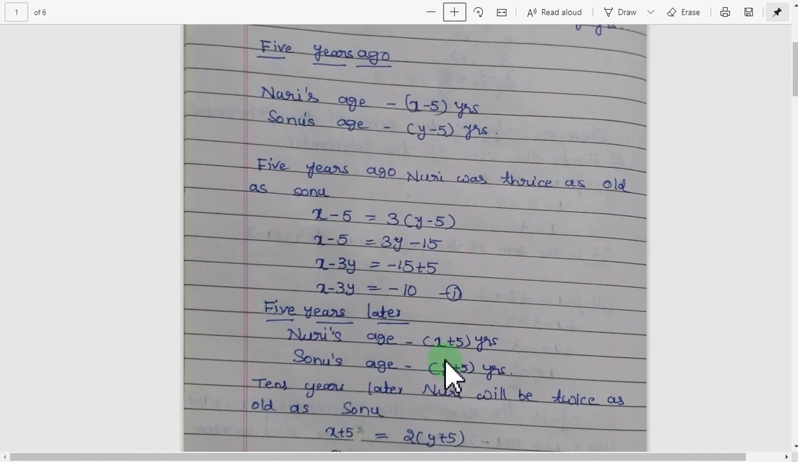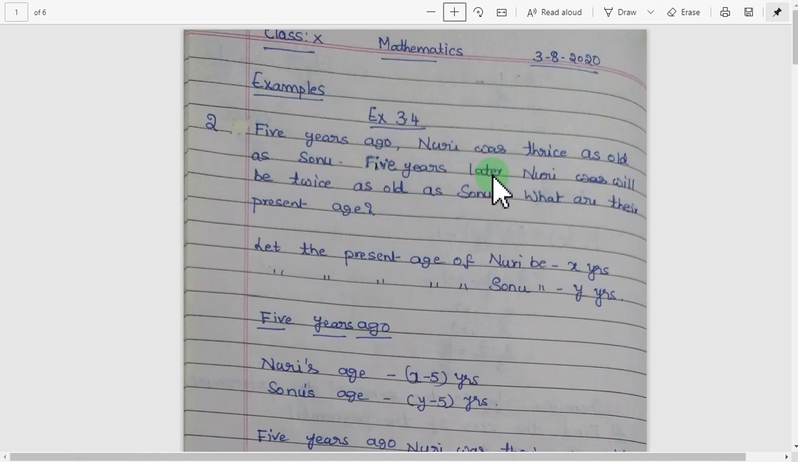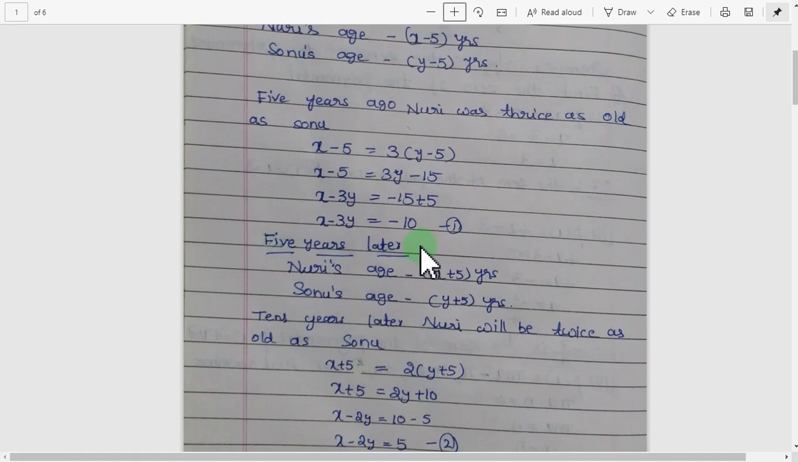Now I'll take the second statement. 5 years later, Noori will be twice as old as Sonu. Before we write the equation for that, we will write their ages 5 years later. 5 years later Noori's age is, present age x, plus 5, and Sonu's age is, present age y, plus 5. After 5 years your age will also be 14 plus 5. So x plus 5 and y plus 5. Sorry, this is 5 years later, correction here.